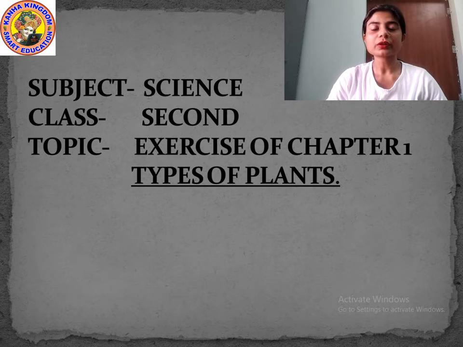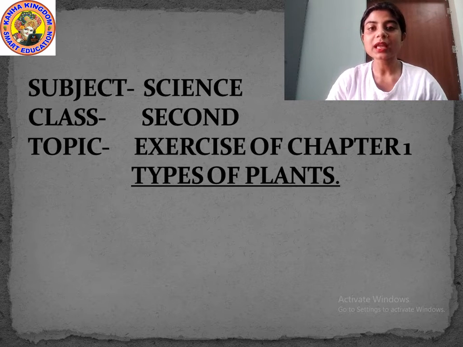So this is for subject science and this is for class 2nd, and the exercise that we are going to do is of chapter 1, the first chapter of science, that is types of plants. This is for class 2nd and the name of our chapter is types of plant, chapter 1 of science. So let us begin with the exercise.